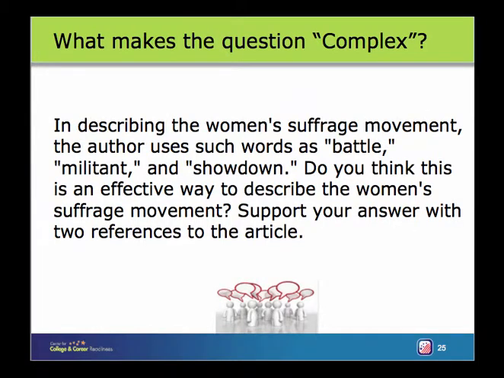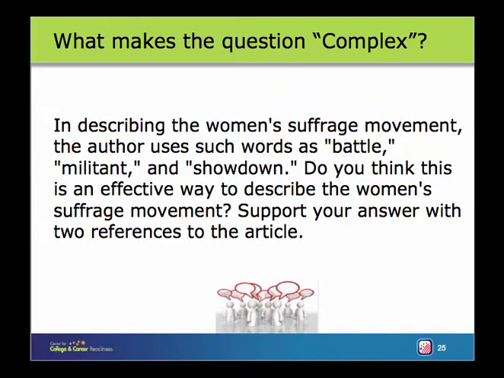So when we look at this question, what is it that makes this question complex? In describing the women's suffrage movement, the author uses words such as battle, militant, and showdown. Do you think this is an effective way to describe the women's suffrage movement? Support your answer with 2 references to the article. Now, this is asking them to go back to a primary source document and find evidence. But what is it about this question that makes it complex?